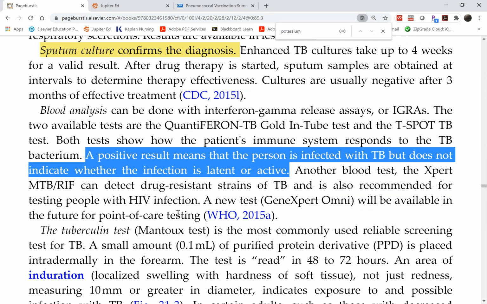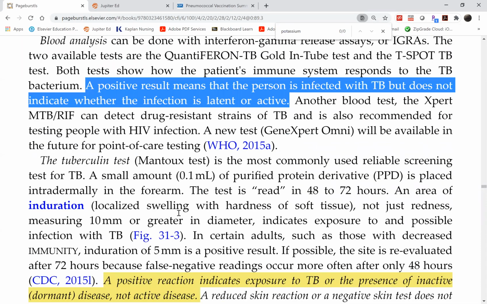Professor, I have a question. When you do your annual at work, at the hospital, and each time your PPD is positive, do you have to go through the process every time of getting a chest x-ray every year? No, it depends on the policy of your hospital.